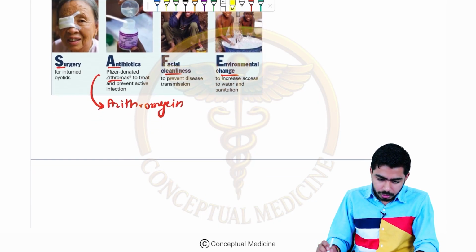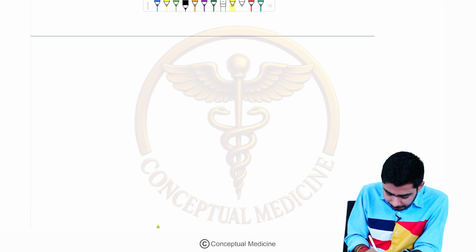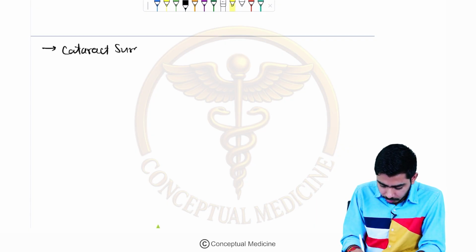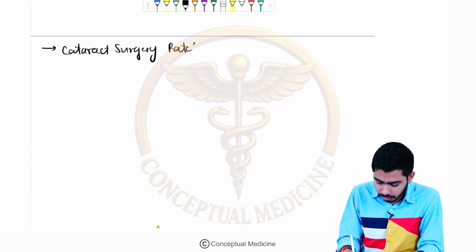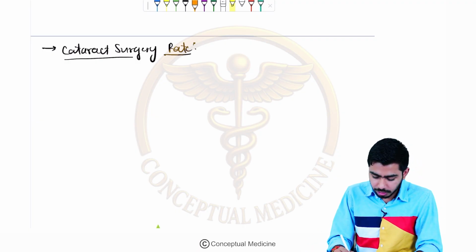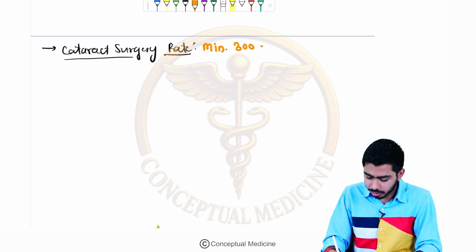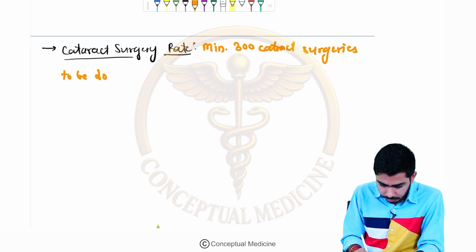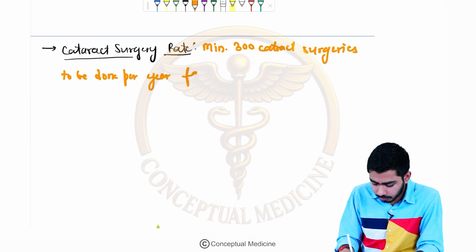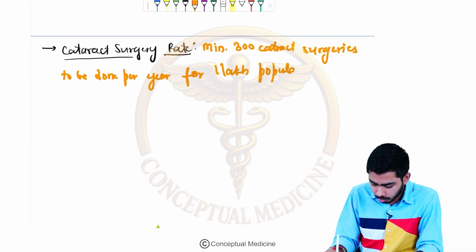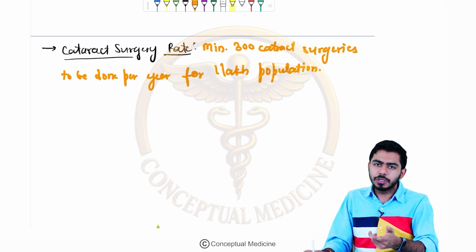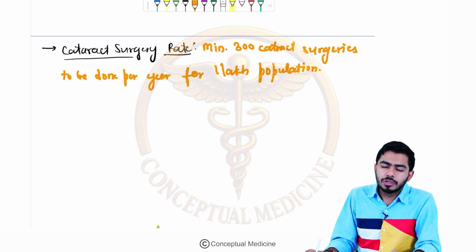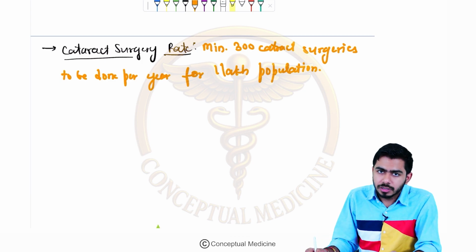Now we shall talk about some other points. Under this vision program, globally, per year, if we talk about the cataract surgery rate, you might be surprised: they are saying that a minimum of 300 cataract surgeries should be done per year for 1 lakh population, for handling the cataract cases.